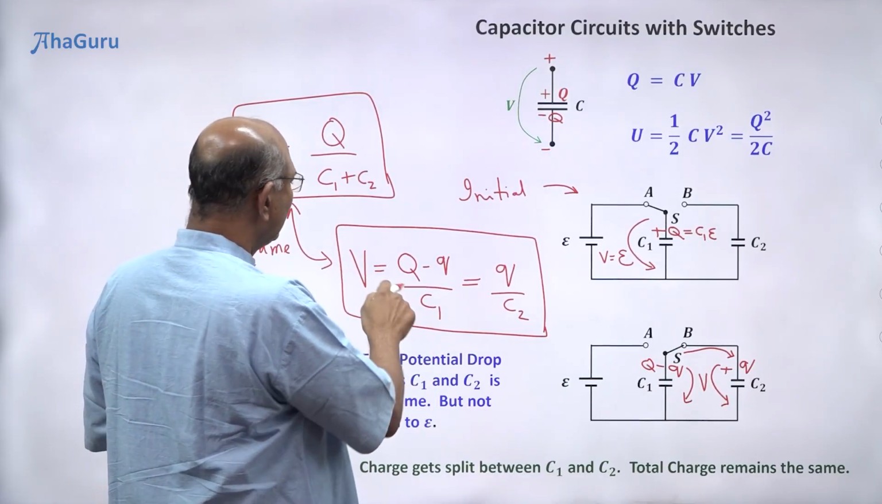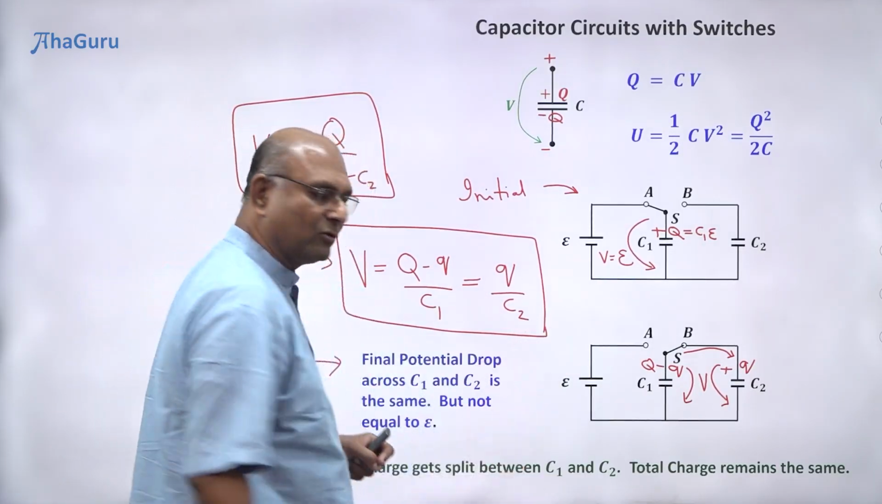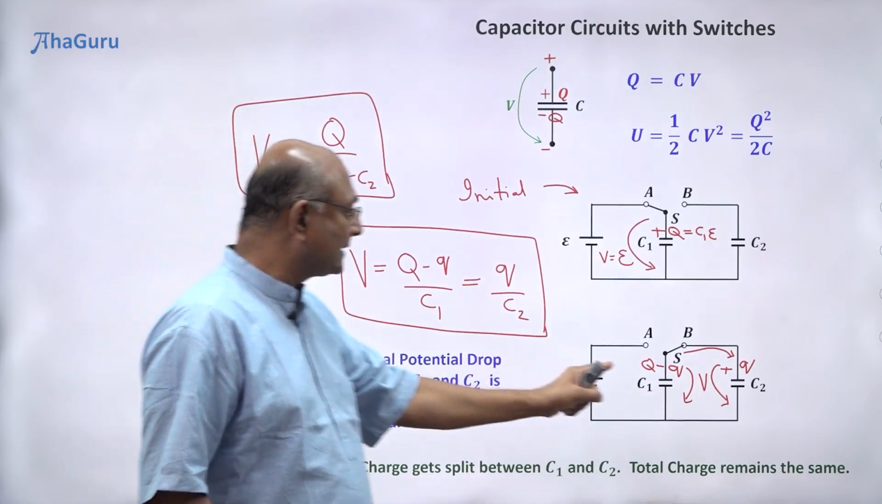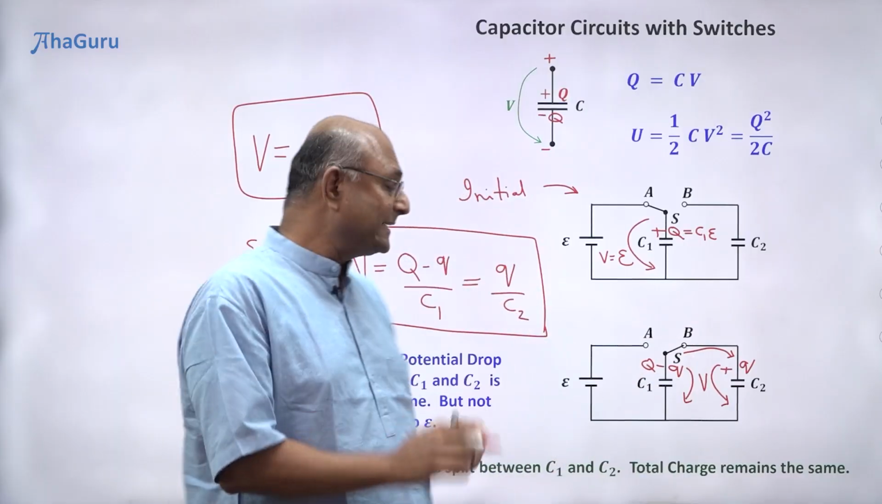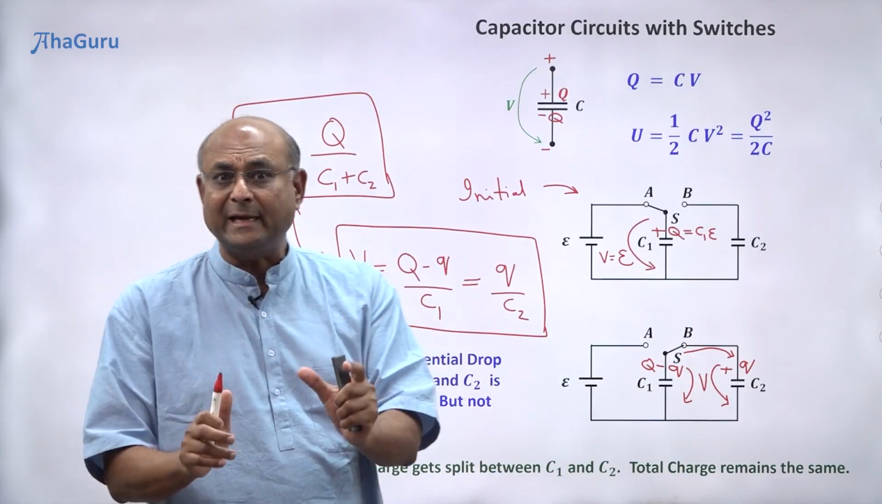Anyway, so we can use this to solve and find out what is V, but we can also use the fact that for parallel capacitors, the net capacitance is C1 plus C2. So these kinds of ideas we are going to use, but what is the basic idea here?